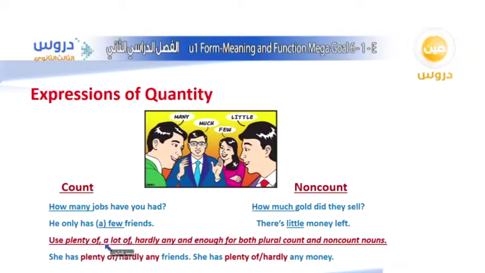Use plenty of, a lot of, hardly any, and enough for both plural countable and non-count nouns. So we can use these phrases with count and non-count nouns. For example, we can say, she has plenty of friends, or she has hardly any friends. She has plenty of money, or hardly any money. So, money is a non-count noun, and friend is a count noun, and we use both plenty of and hardly any with both of them, and both are correct.